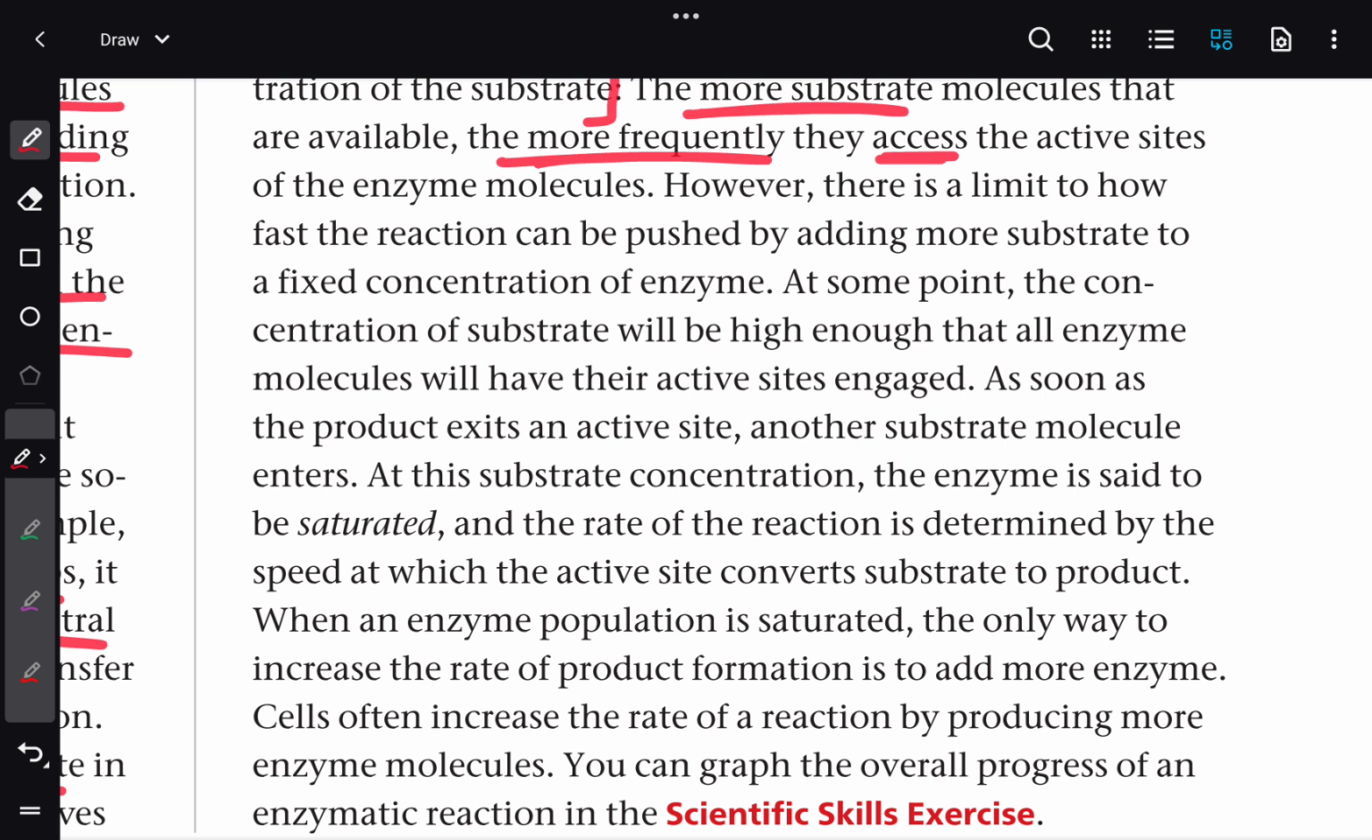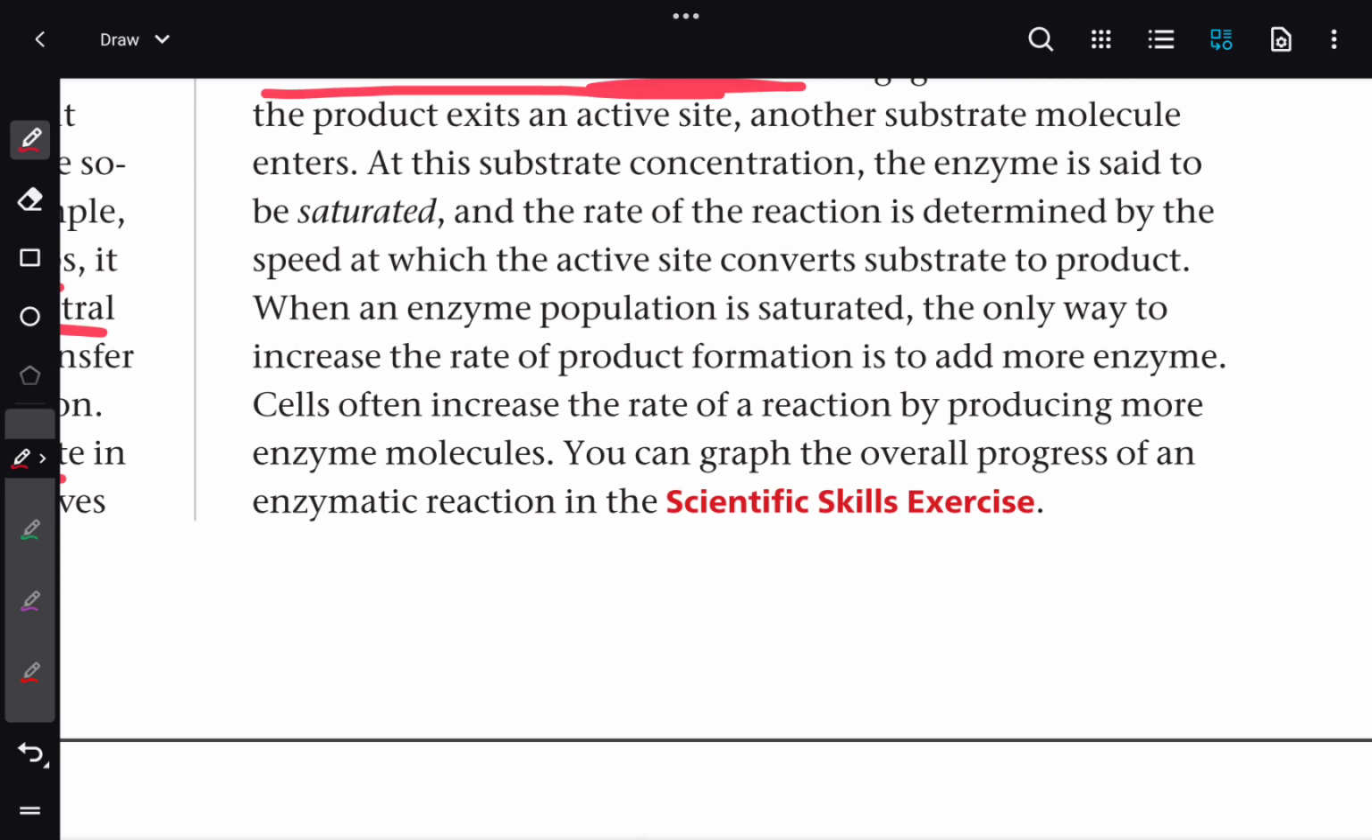However, there is a limit on how fast the reaction can be pushed by adding more substrate to a fixed concentration of enzyme. That means the enzyme will become the limiting reactant. At some point, the concentration of substrate will be high enough that all enzyme molecules will have their active sites engaged. As soon as the product exits an active site, another substrate will enter.